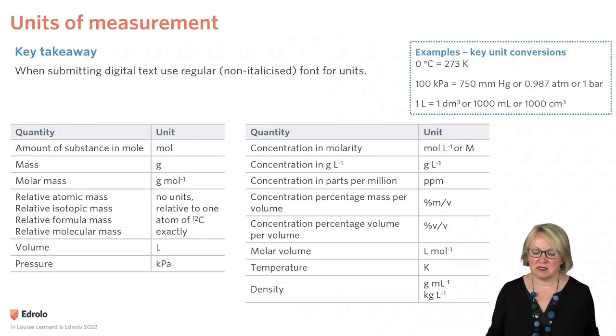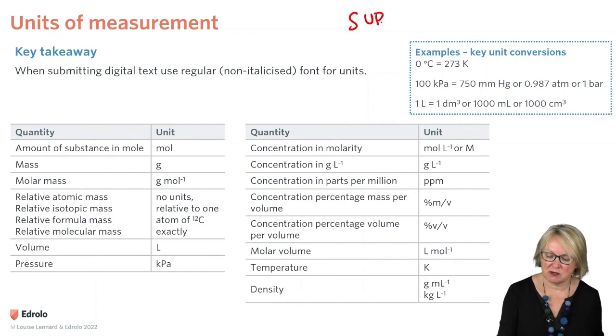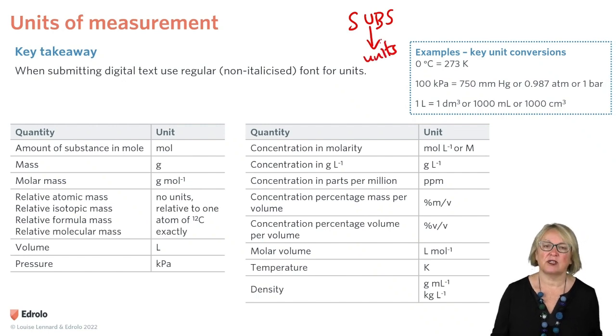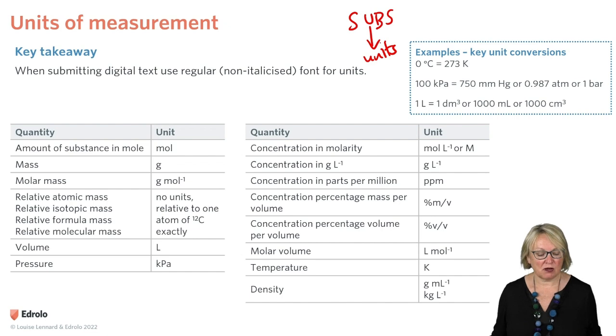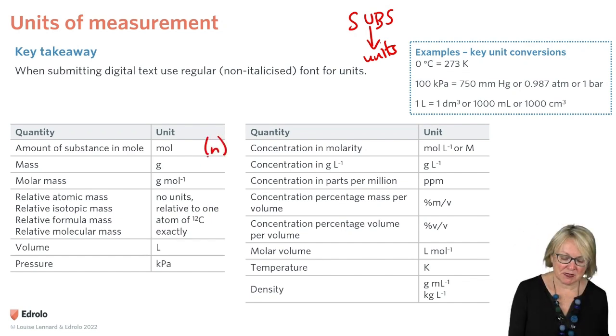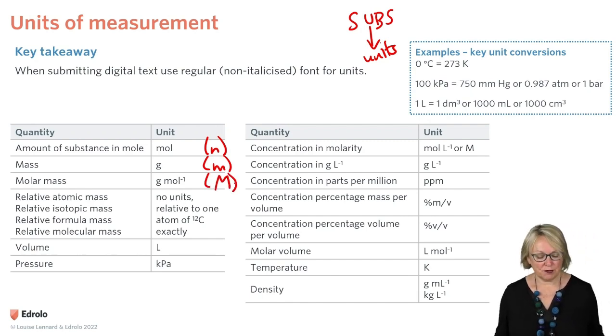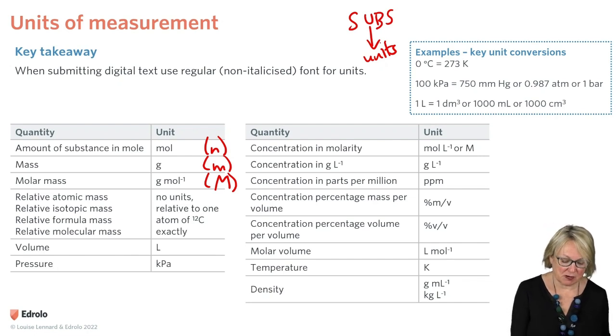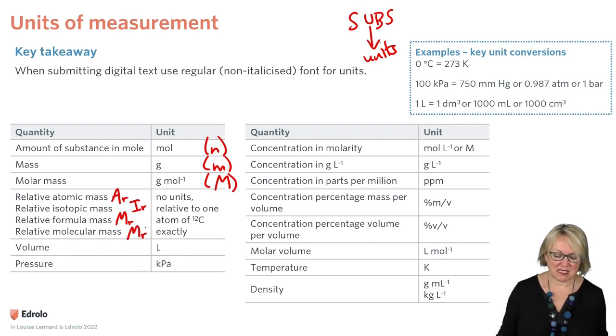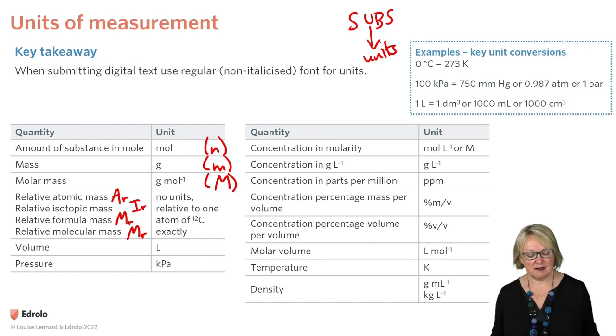So units of measurement, we think back to the acronym SUBS that we talked about. U stands for units, and always make sure that you include relevant units. So if we're looking at small n, we're talking about mole. If we're looking at mass, small m, we're talking about grams. If we're talking about molar mass, we're talking about grams per mole. All the relative atomic masses, isotopic masses, formula masses, molecular masses have that subscript r, so there are no units. They're relative to one atom of carbon-12 exactly.